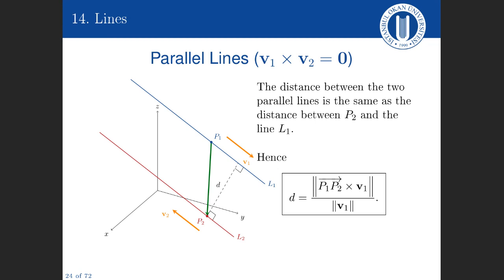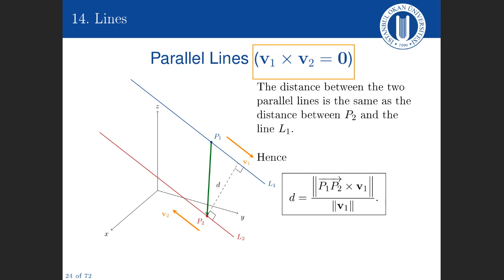Suppose we have parallel lines. As I said before, parallel lines means vector v1 is equal to a constant multiplied by vector v2. There's another way to think about this. We have parallel lines if v1 cross v2 is 0, because parallel vectors always have a 0 cross product. The distance between two parallel lines, as you should be able to see from this picture, is the same as the distance from point P2 to line L1.